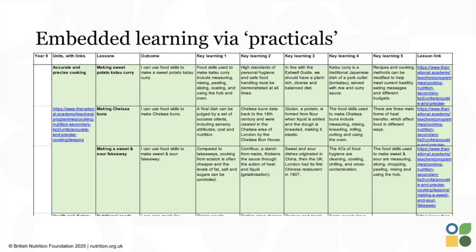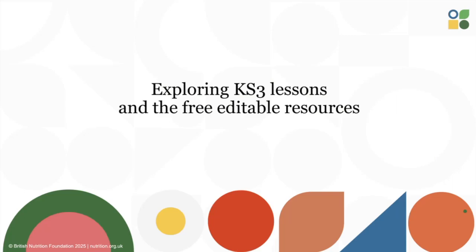There's also information and learning around the Eat Well guide about plant-rich and diverse diets. There's also some social commentary running through as well about the link to Japanese cuisine, for example. And then the key learning 5 is about how recipes can be modified for different messages, and particularly here around health. So you can see here we've embedded learning. It's not just about cooking and practicals. There's lots of rich, deep learning that can happen right the way through.